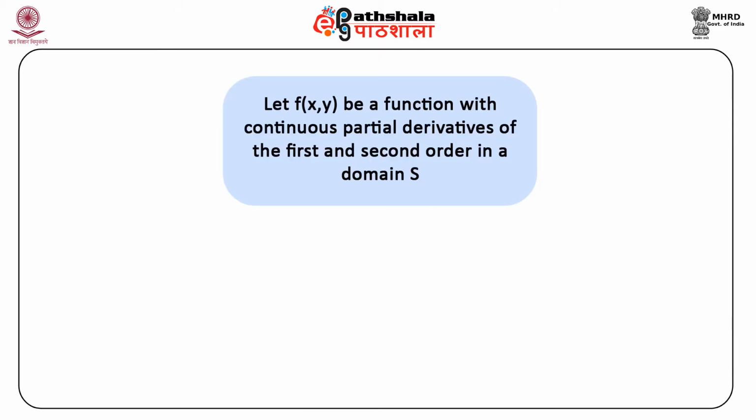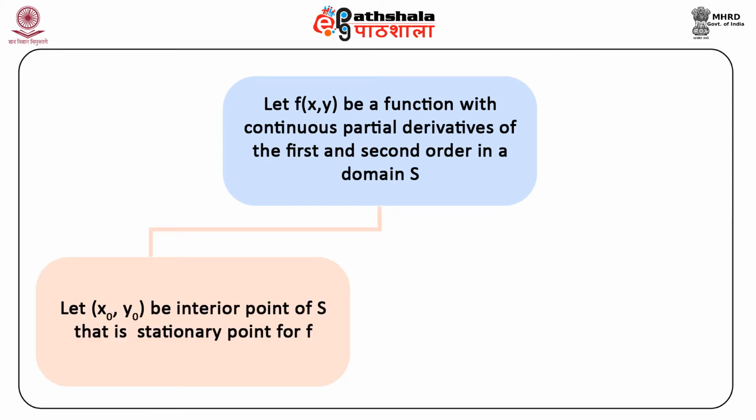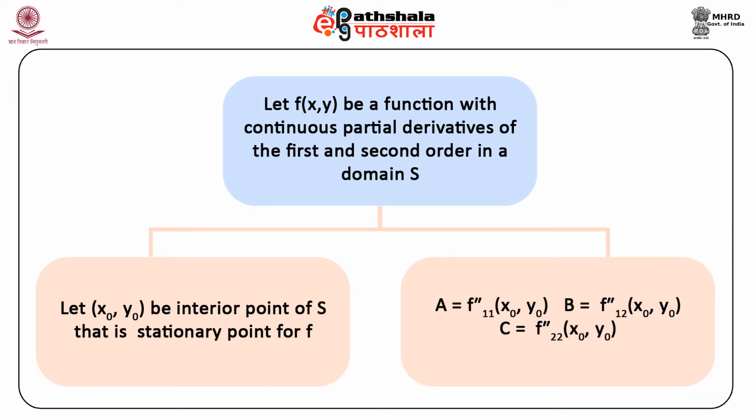Theorem: let f(x,y) be a function with continuous partial derivatives of the first and second order in a domain S, and let (x0, y0) be an interior point of S that is a stationary point for f, where capital A is equal to the second derivative f11 at (x0, y0), B is equal to the second derivative f12 at (x0, y0), and C is the second derivative f22 at (x0, y0).